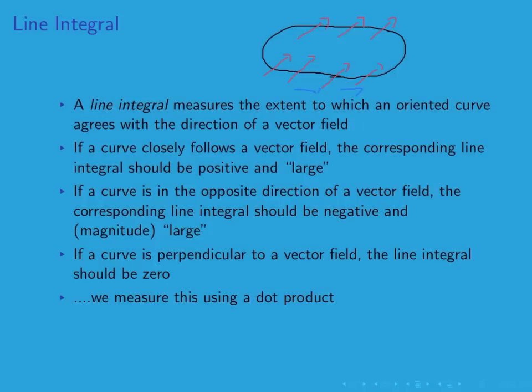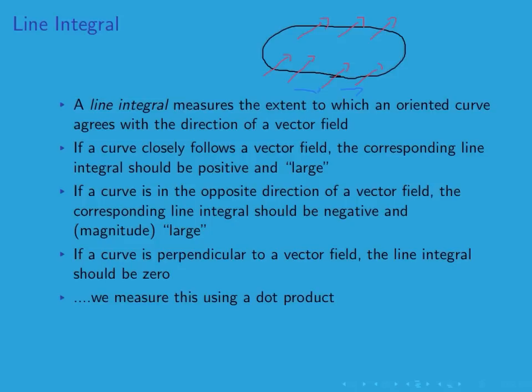It measures the extent to which an oriented curve, the track, agrees with the direction of a vector field, the wind. If the curve closely follows the vector field, then the corresponding line integral should be positive and large. So if it were the blue wind, I would have a larger line integral value than the red wind, which is quartering, but still positive. Whereas along the back stretch, I should have a curve that's in the opposite direction of the vector field, and the corresponding line integral should be negative and large depending on the extent to which the wind is in your face.